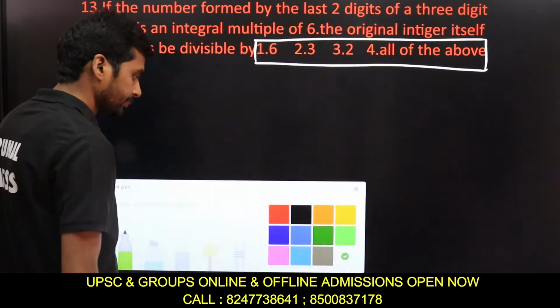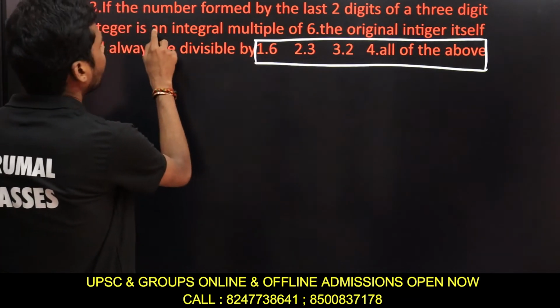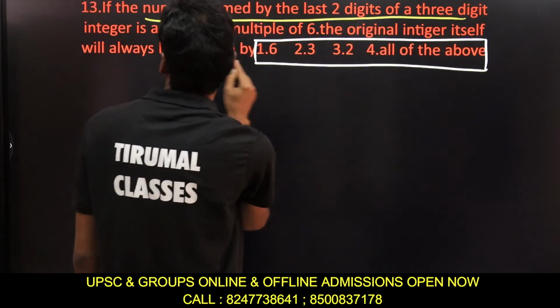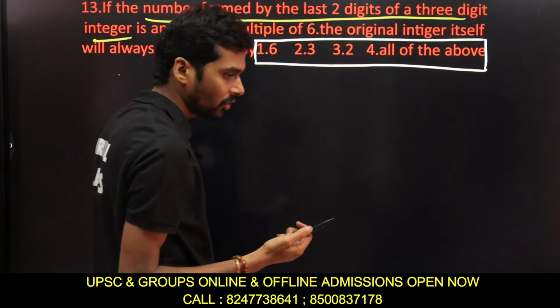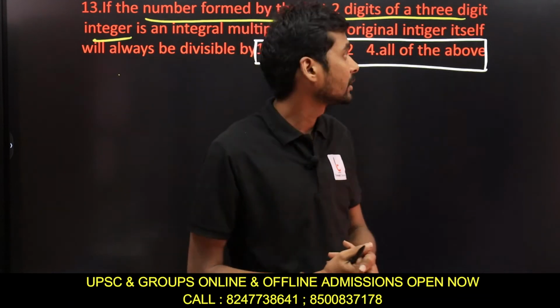Suppose I take the number formed by the last two digits of a 3-digit integer. Integer means the normal numbers like 1, 2, 3 or minus 1, minus 2, minus 3. So the numbers which do not have any fractions or decimal points are called integers, right?